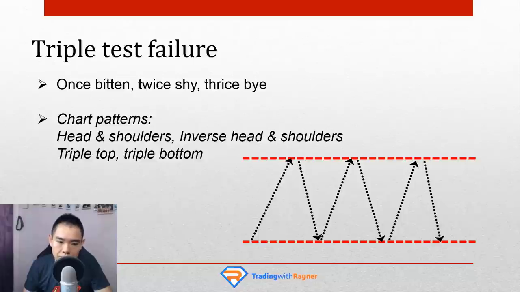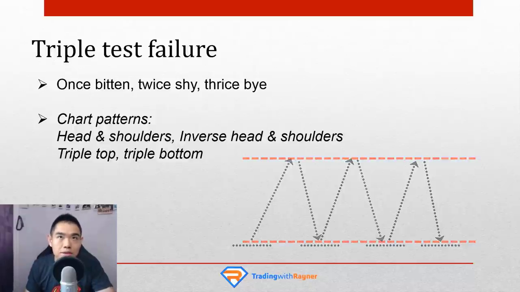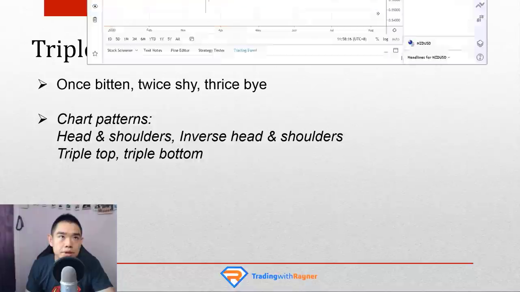So notice the price action of this compared to the ascending triangle. Here, the lows are all pretty much near one another at an equal price point, whereas the ascending triangle is making a series of higher lows. So this is a key difference. These nuances, you have to pay attention to. Usually this is what I call the triple test failure. It could be in the form of a triple top or the head and shoulders pattern. So let me share with you a few examples.